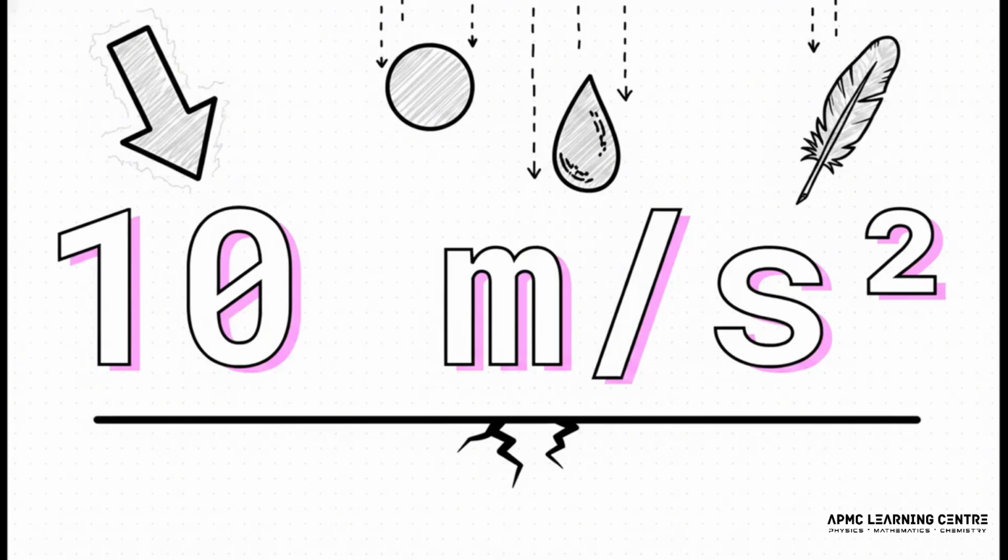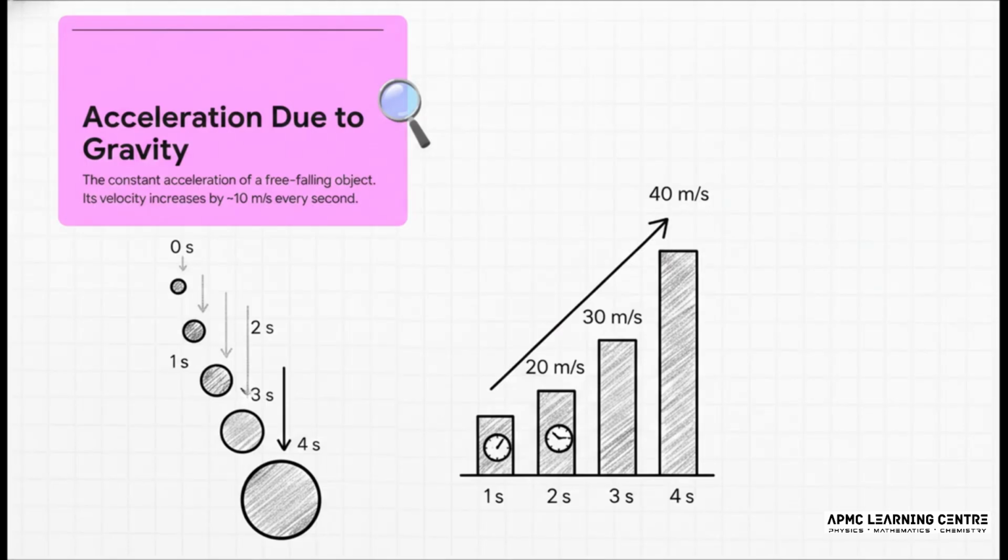In this perfect, airless world, this vacuum, gravity pulls everything down with a constant, unwavering acceleration of about 10 meters per second squared. This one number is the bedrock of our ideal fall. So what does that number actually mean? It means that for every single second an object is falling in a vacuum, it gets 10 meters per second faster.